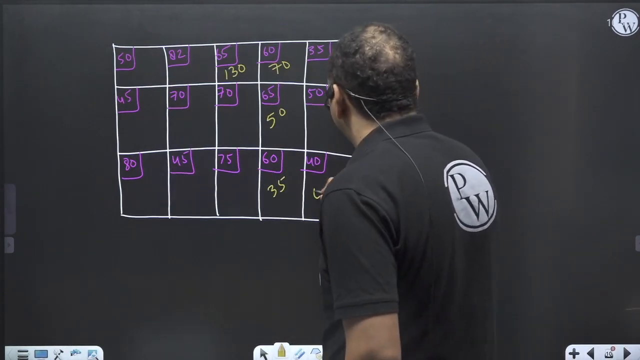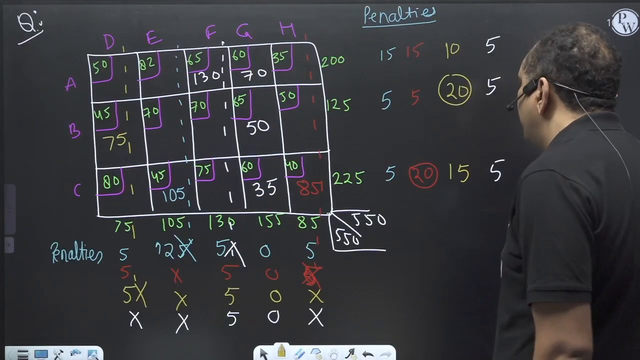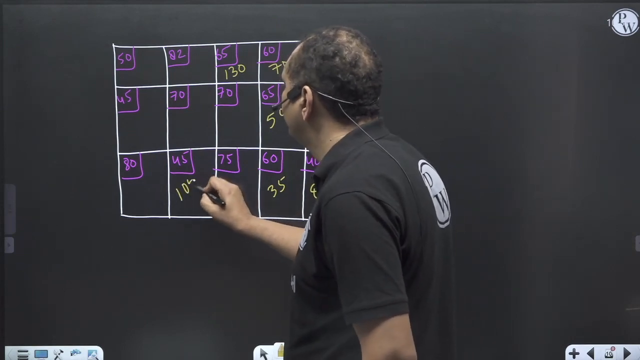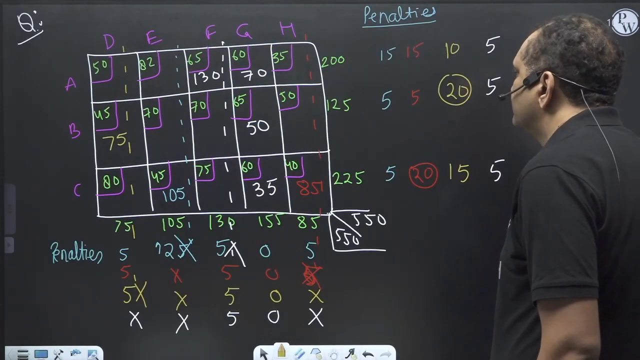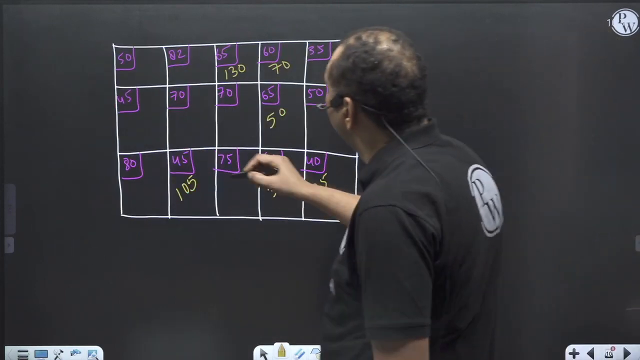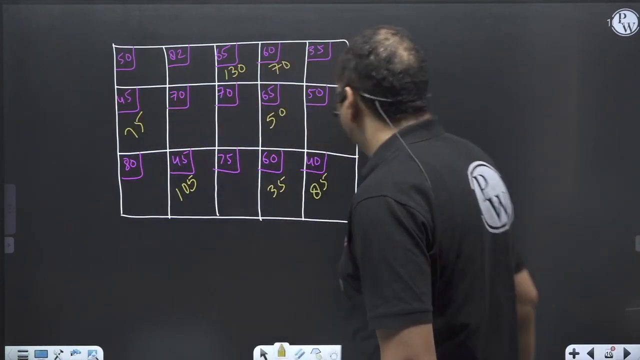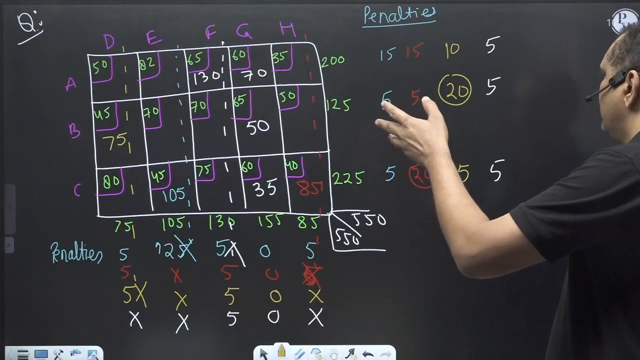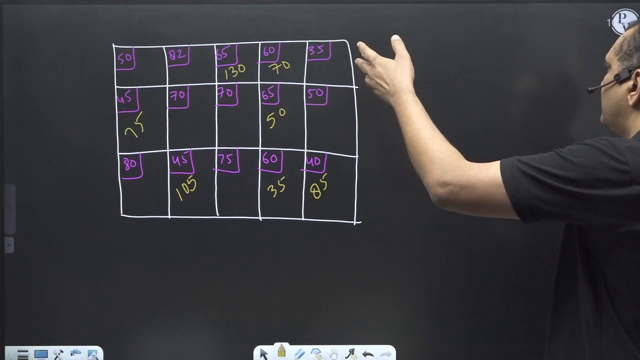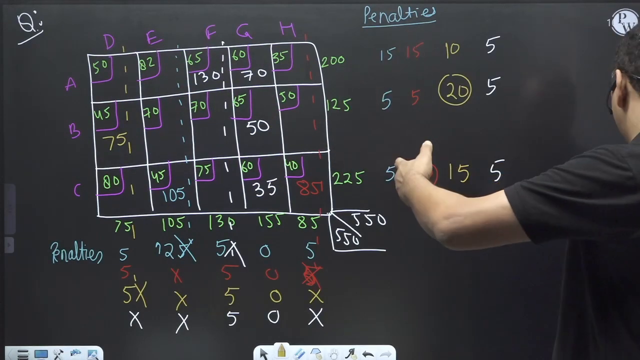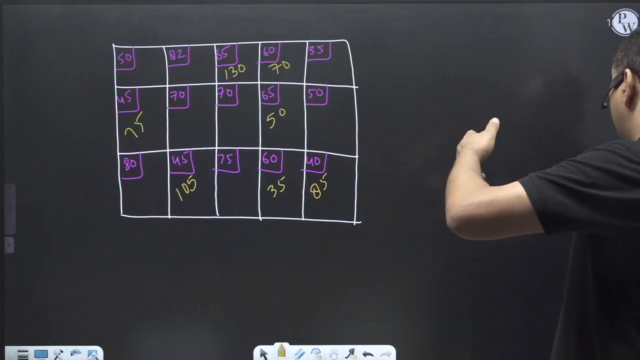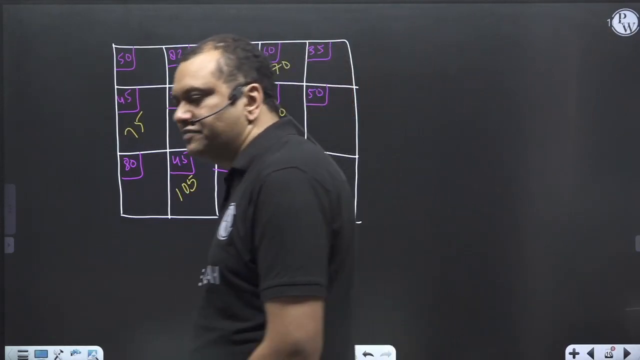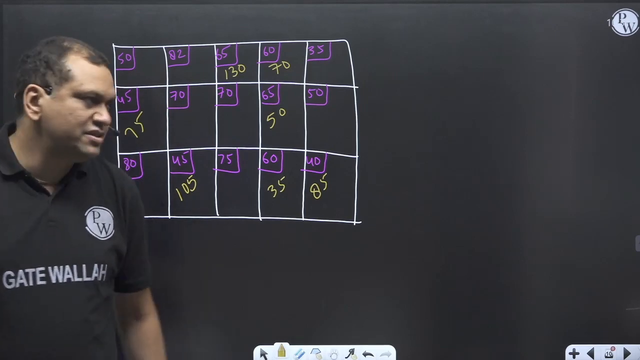85. I'm just writing the allocations. 105. 75. I hope allocations are done. 75, 105 in the second row, 130 in the third row. All three rows are full, and the last one is, yeah. These are the initial basic feasible solution by using Vogel's approximation method.